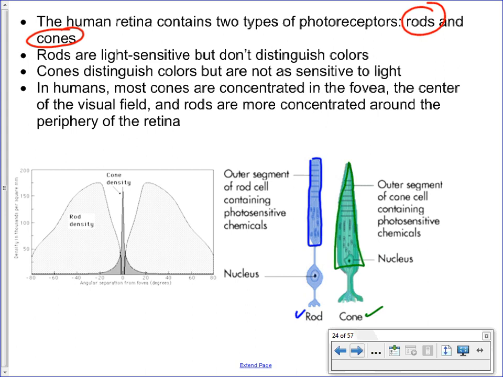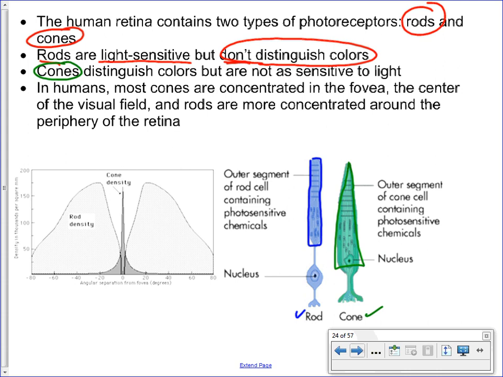So for the rods and cones, you do need to know where they are located within the retina. You need to know about their light sensitivity, and you need to know specifically what they are for. So for the rods, these ones here are very light sensitive. Very, very small amounts of light are sufficient to activate these photoreceptors. What they don't do, though, is they do not distinguish between different colors. So the rods are good for black and white and shades of gray, but not for processing any kind of color. That is what the cones are for.